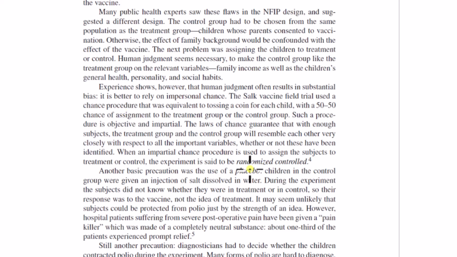And if you do it this way, it says when an impartial chance procedure is used to assign the subjects to treatment or control, the experiment is said to be randomized controlled. Okay, so again, when an impartial chance procedure, like we just talked about, is used to assign subjects to the treatment or control, the experiment is said to be randomized controlled.